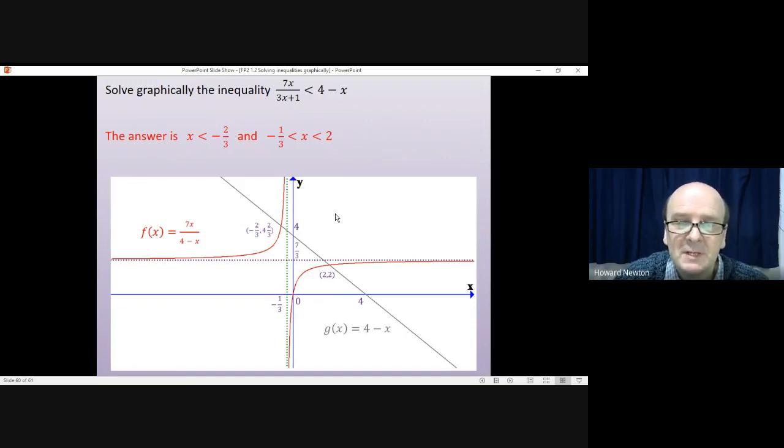7x over 3x plus 1 is less than 4 minus x if x is less than minus 2/3, or if x is between minus 1/3 and plus 2.